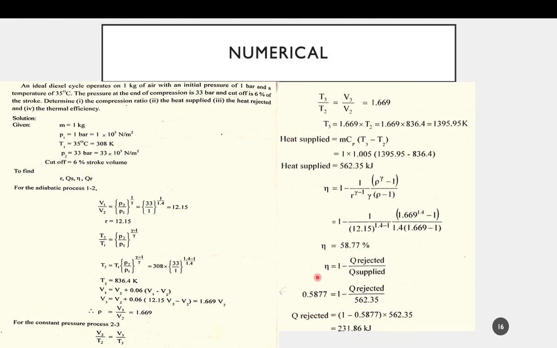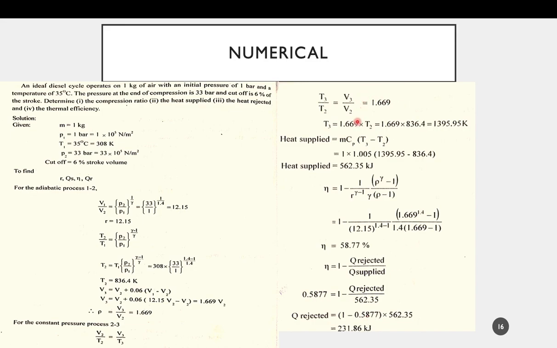Now we already know that for an engine working between a high temperature source and a sink, the efficiency is given as 1 minus heat rejected by heat supplied. So efficiency is 0.5877, equal to 1 minus heat rejected by heat supplied. Heat supplied we already know. From this you can find out heat rejected to be 231.86 kilojoules.